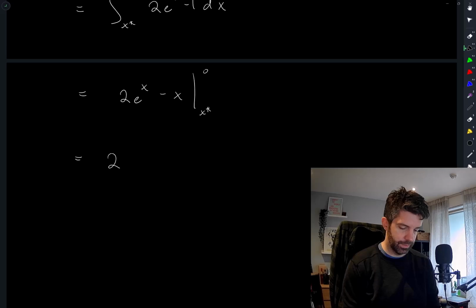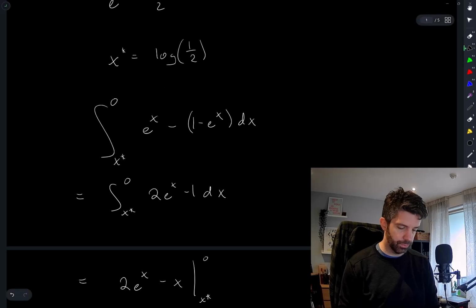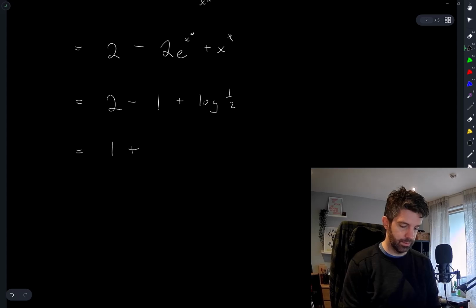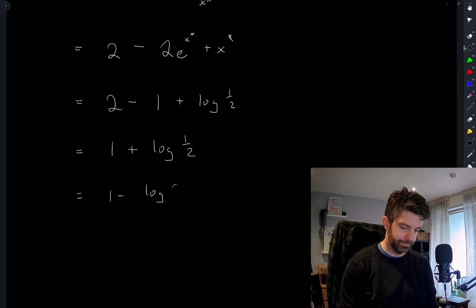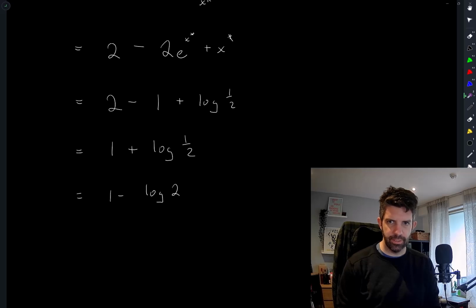So this is 2 minus (2 e to the x star plus x star). Now 2 e to the x star is equal to 1, and x star is log of a half. So this gives 1 plus log of 1 over 2. Of course, we might be able to rewrite the logarithm. Yeah, so this is 1 minus log 2, using laws of logarithms, which is option B.